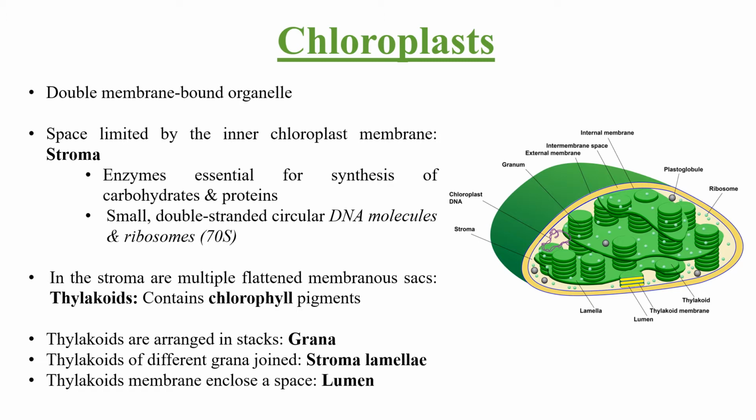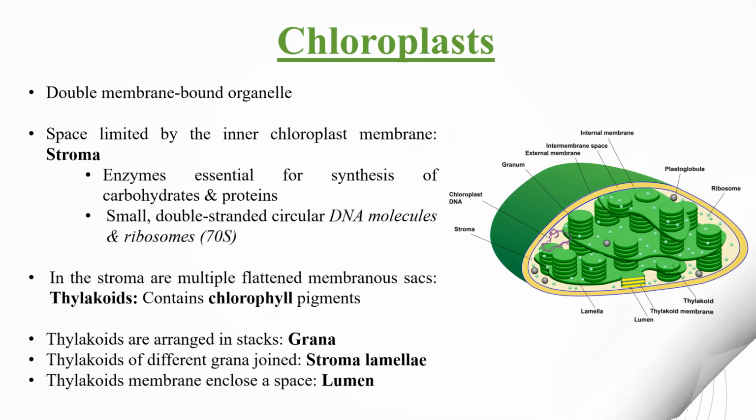Inside the stroma are multiple flattened disc-shaped membranous sacs which are known as thylakoids. These thylakoids are arranged in the form of stacks, and they are known as grana. The thylakoids contain the chlorophyll pigments. The thylakoids of different grana are connected via stroma lamellae. The thylakoid membrane in itself encloses a space which is known as the lumen.